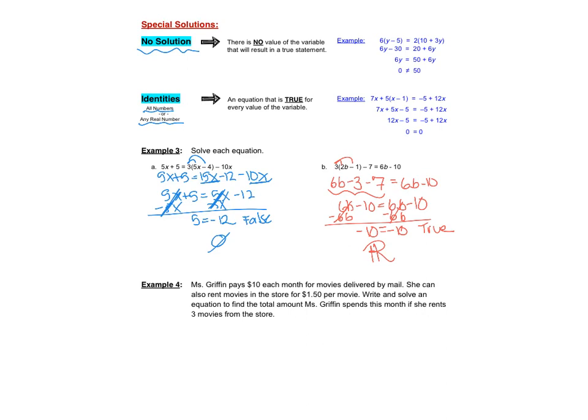Okay, Miss Griffin pays $10 each month for movies delivered by mail. She can also rent movies in the store for $1.50 per movie. Let me highlight some information here. So I've got, it's $10 each month. She can also rent movies for $1.50 per movie. Write and solve an equation to find the total amount Miss Griffin spends this month if she rents 3 movies from the store.